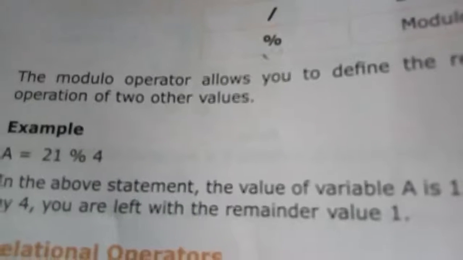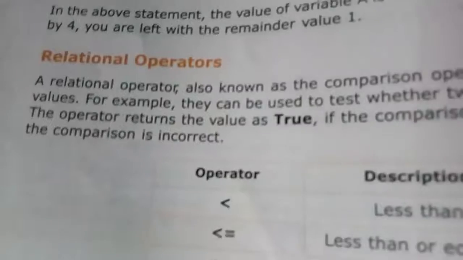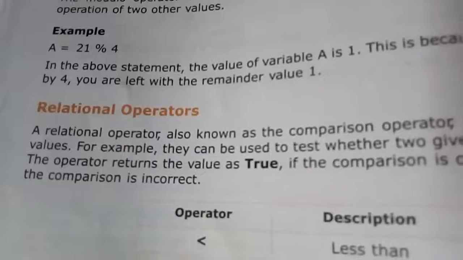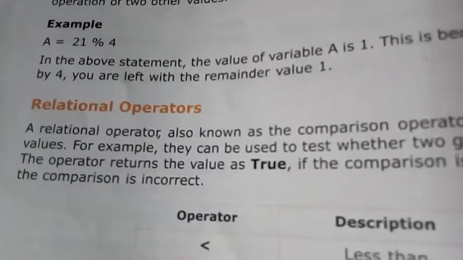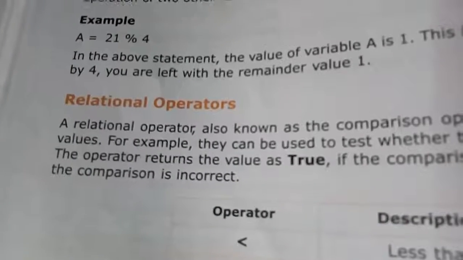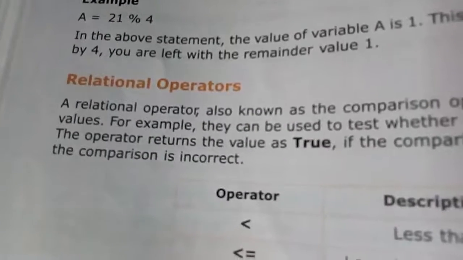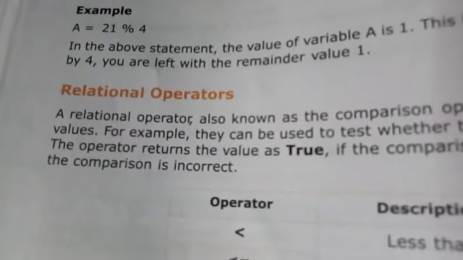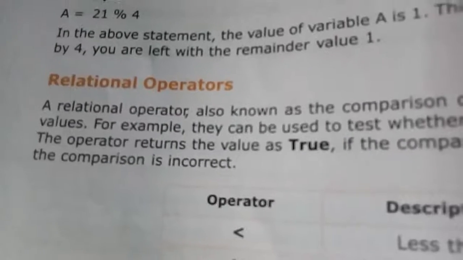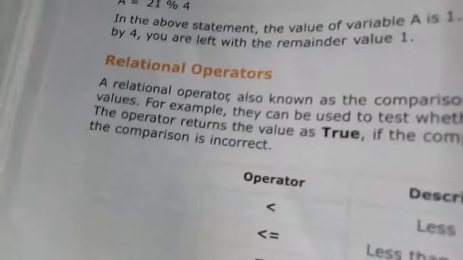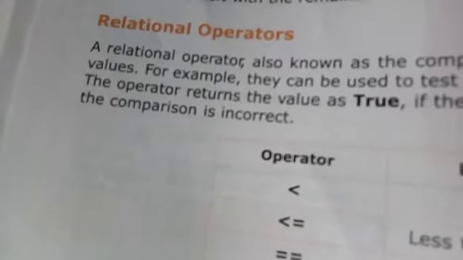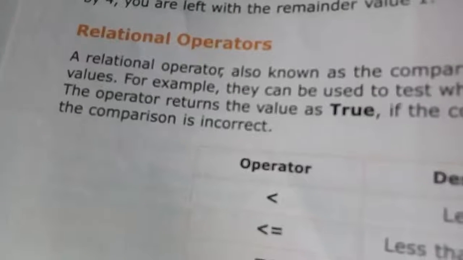Next one is the relational operator. The relational operator is also known as the comparison operator. It means two variables or two values are compared here. Like a equal to 5, b equal to 4. Now you are comparing a and b. If a is greater than b, then it will be true. Suppose a equal to 4 and b equal to 5, and you write a greater than b, then it will give false.